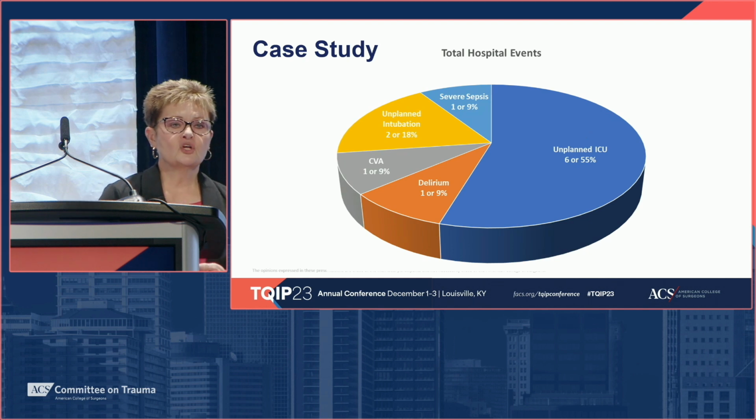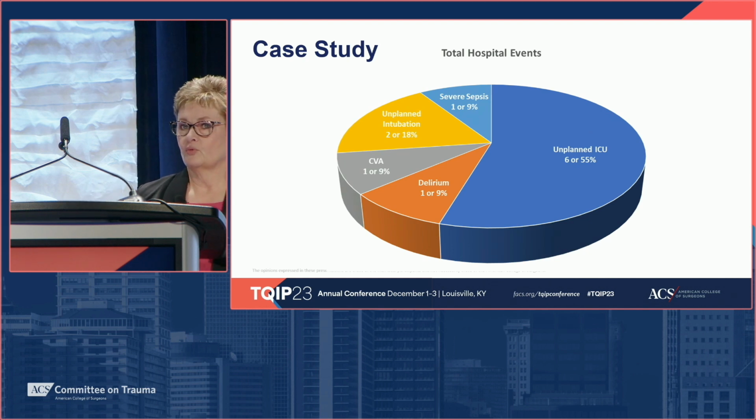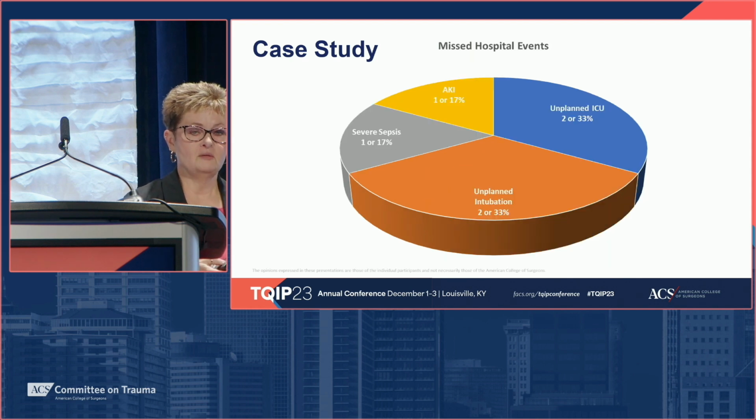So when I looked at the total hospital events, because I said we were in the green, that looks pretty good, except the patients died, right? That was the big event. When I looked at this for the total events, we had 6 unplanned ICUs, a delirium, CVA, 2 unplanned intubations, and a severe sepsis. What I did find was we had missed some hospital events. We had missed 2 unplanned ICUs, 2 unplanned intubations, a sepsis, and an AKI.